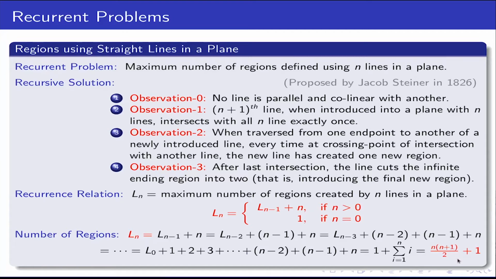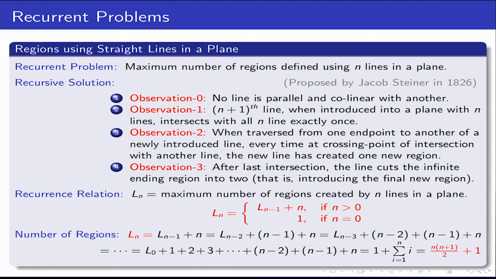So, this is the closed form formula for the number of regions in a plane when n lines, which are not parallel and not collinear, pass through a 2D plane. So, see how we formulated the recurrence relation based on the problem definition, and how we naively solve it.